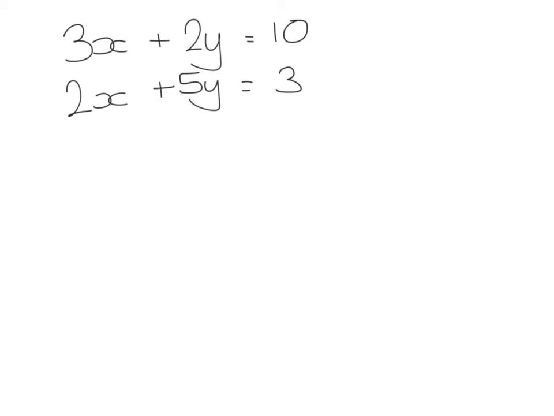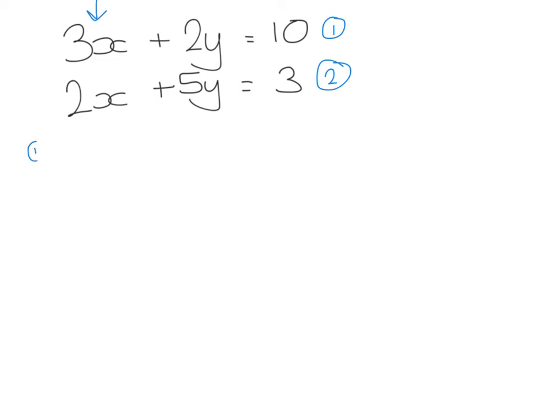We will start by numbering our equations so that any step that we do after that we can always refer to what we're doing. I've got to decide first of all whether I want to make the x's or the y's the same, and in this case I'm going to choose to make the x's the same. So in order to do that, I'm going to aim for both of the x's to be 6x.